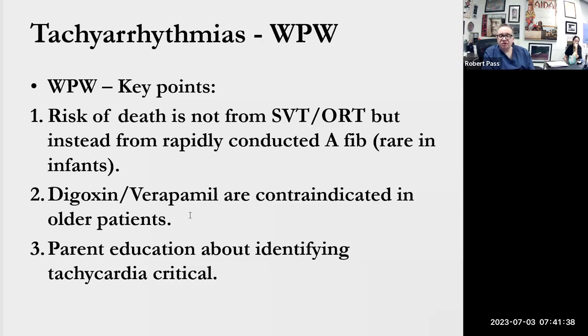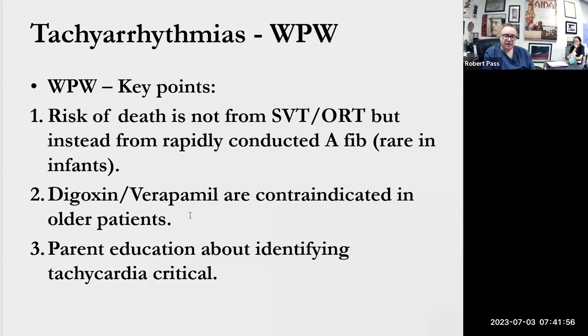However, there are rare case reports of that. And so, although I would never criticize somebody for giving digoxin to a WPW baby, my personal bias, and I think that of most doctors in 2023, is to use something else. There's certainly enough other agents that we don't have to rely on digoxin, which is a very weak antiarrhythmic agent anyway.